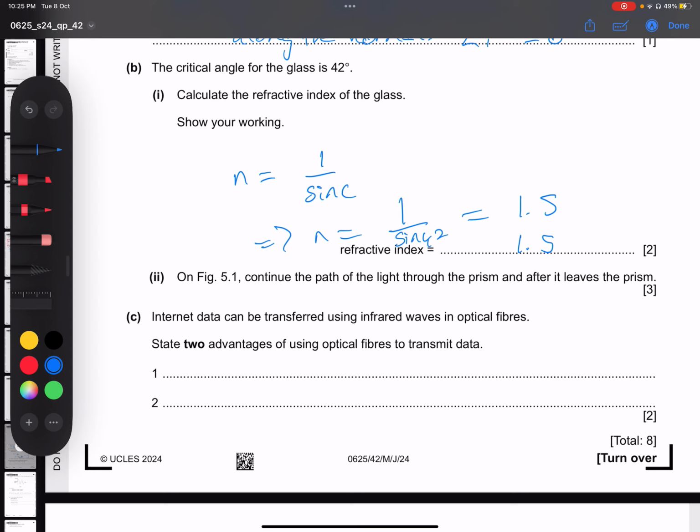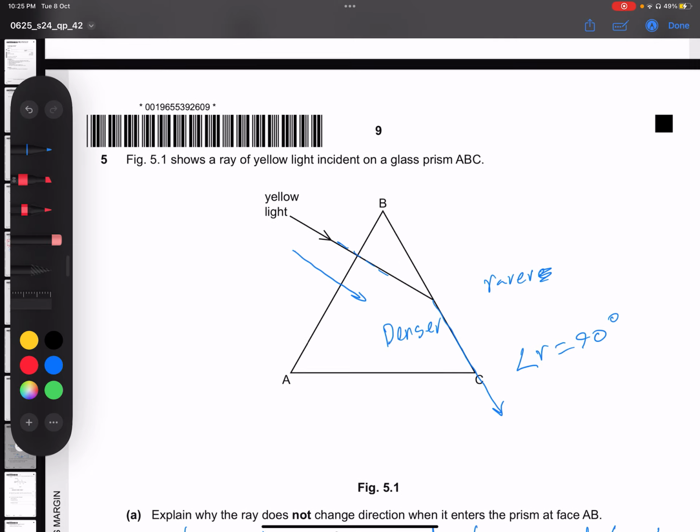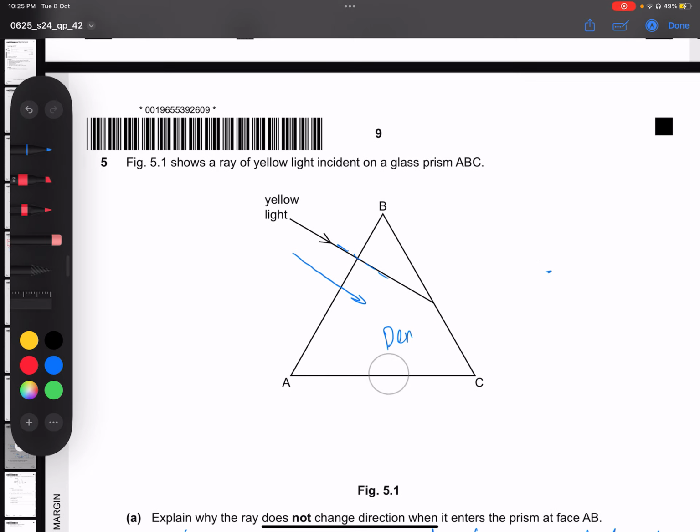Okay, on figure 5.1, continue the path of the light through the prism and after it leaves the prism. Here you can see that the angle of incidence is greater than 42 degrees. So when the incidence angle is greater than the critical angle, you would have total internal reflection. So this would reflect with a reflected angle of 42 degrees. So this is also 42 degrees.